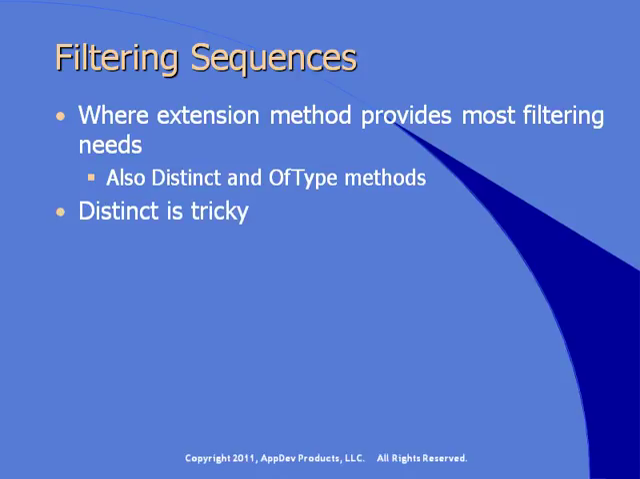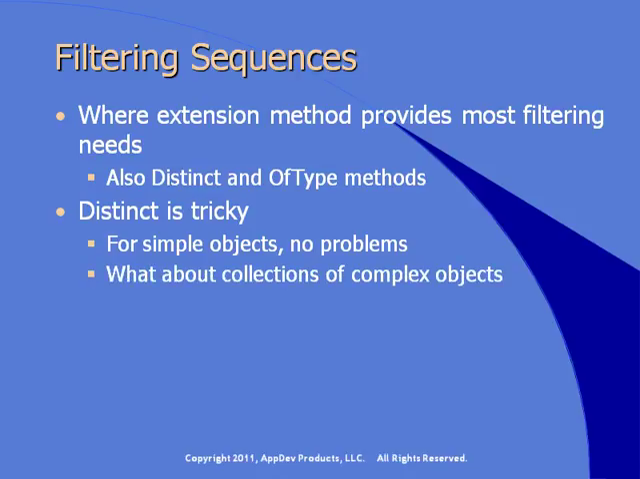But the distinct method is somewhat tricky. Think about it. You have to have a way to compare items in the collection. For simple objects, this isn't a problem. For integers, for strings, those things the .NET Framework can compare without any help. But what about a collection of complex objects? How is it possible that distinct can compare two objects if it doesn't know what they are?